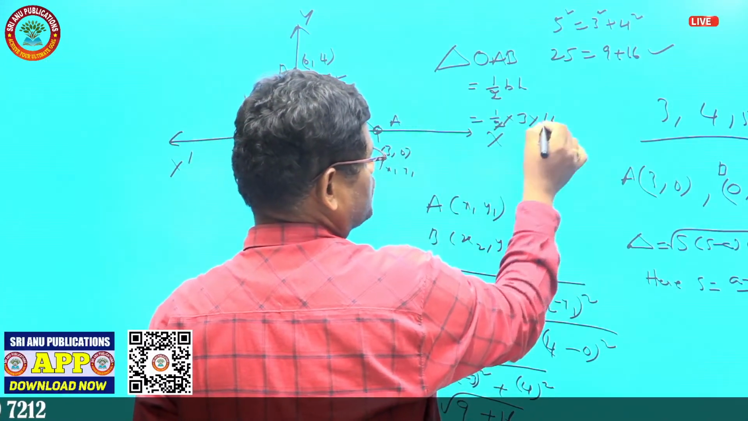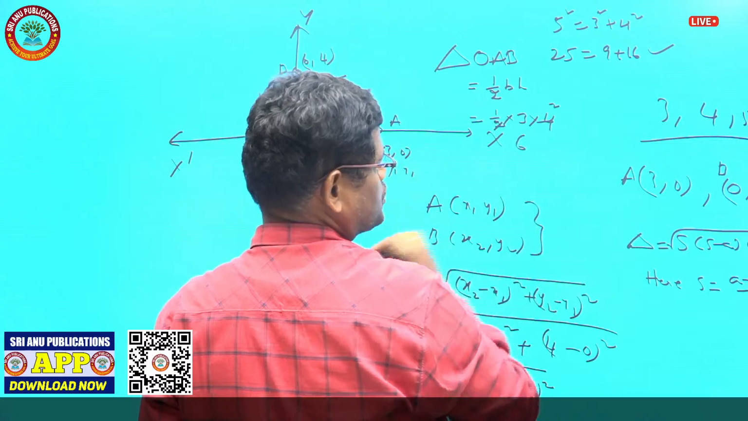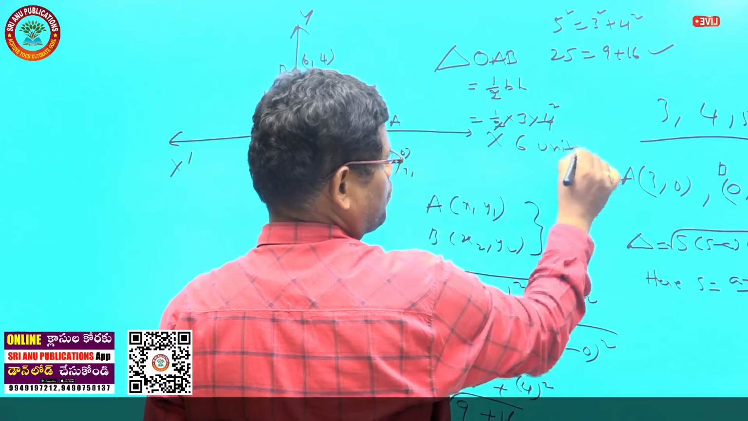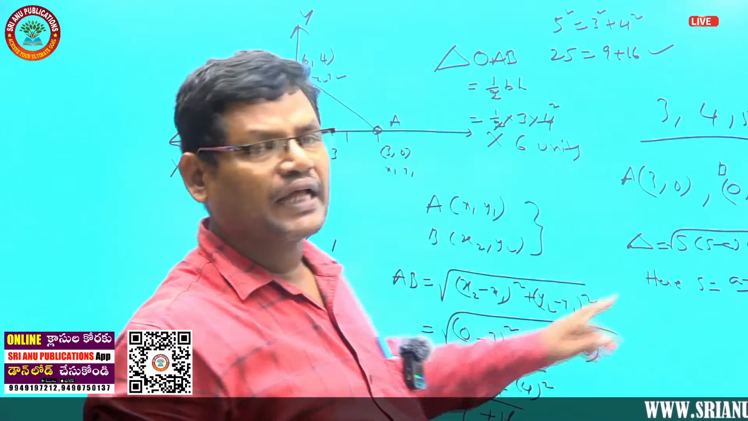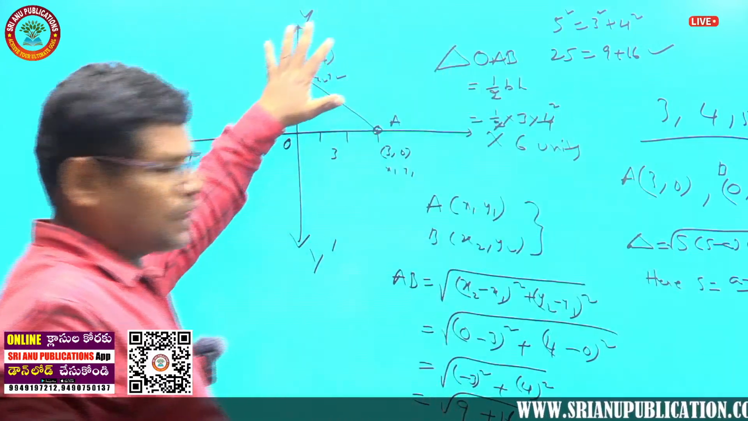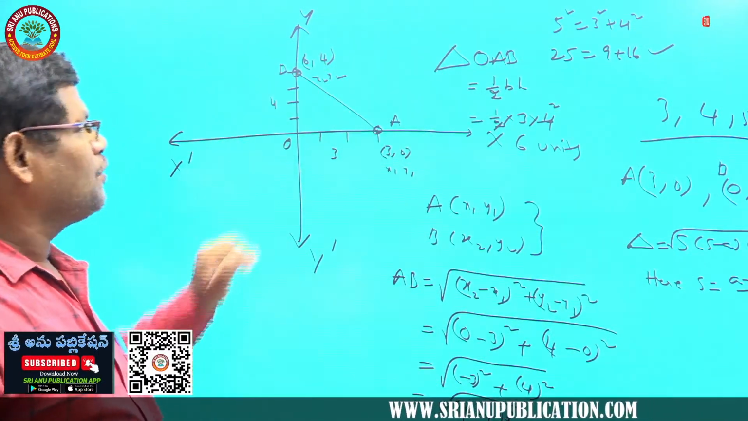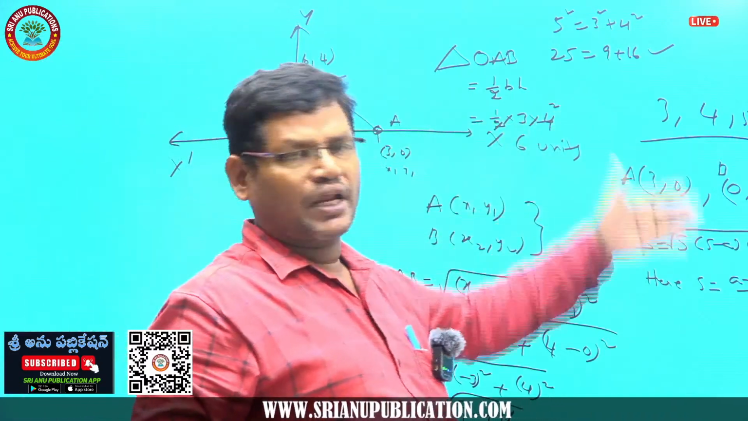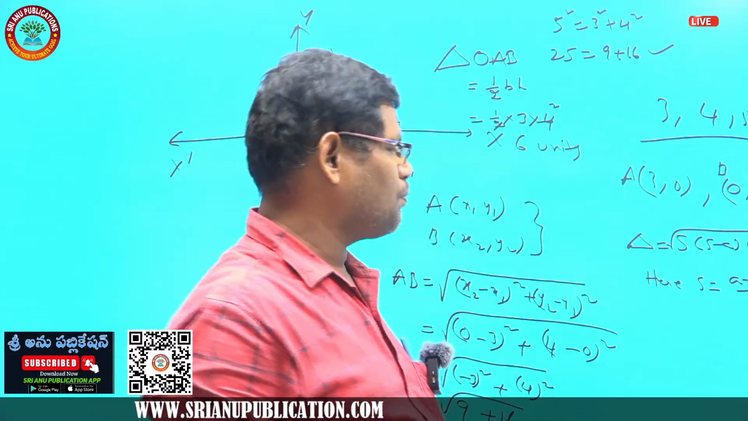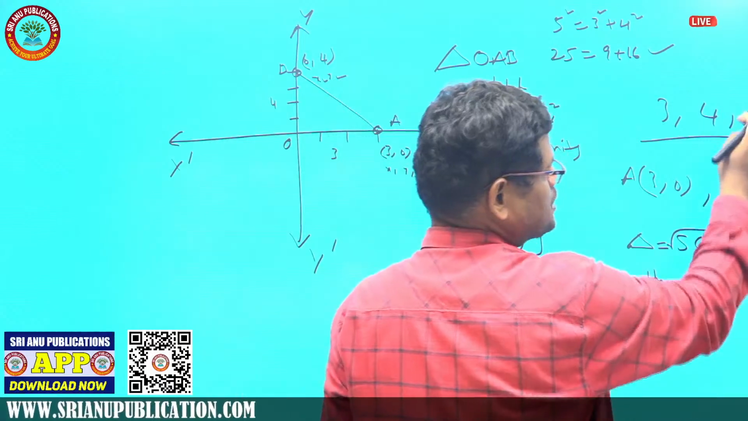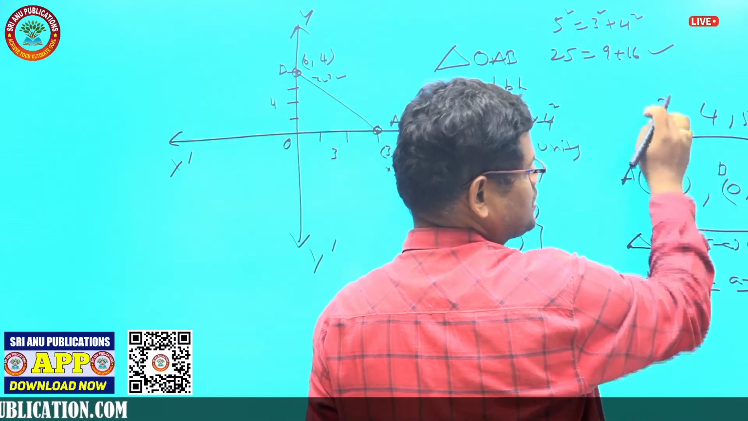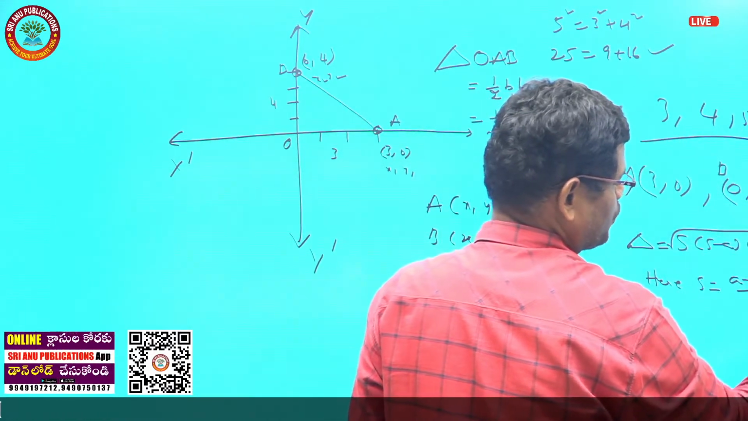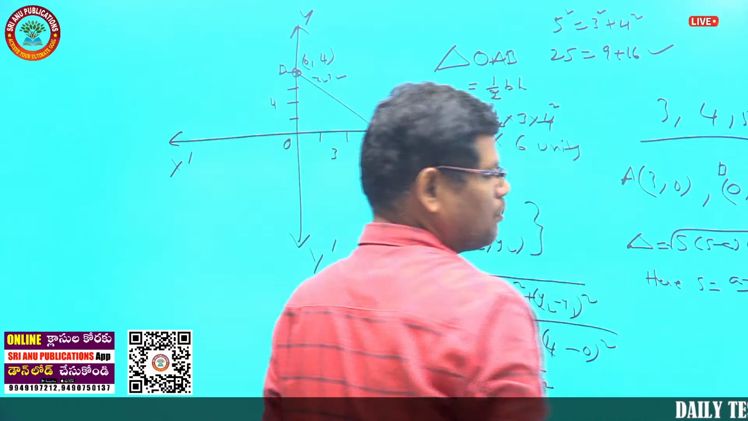So the 1 and 2 cancel, 3 into 2 gives 6 units. We got 6 units. Now we want to find it by using Heron's formula. Already we have the 3 measurements of the triangle. What are the measurements of the triangle here? 3, 4, 5 are the measurements of the triangle. Now a plus b plus c: 5 plus 4 is 9, plus 3 is 12. So 12 by 2 is nothing but 6. Now the s value is 6.